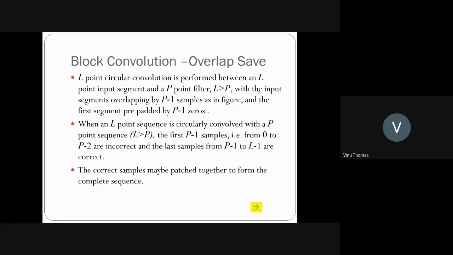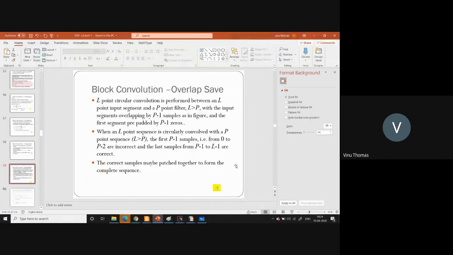So when an L point sequence is circularly convolved with a P point sequence, L greater than P, the first P minus 1 samples from 0 to P minus 2 are incorrect, and the last samples from P minus 1 to L minus 1 are correct, and the correct samples may be concatenated or patched together to form the complete sequence. So this is overlap save. This is what I wanted to discuss about overlap add and overlap save.